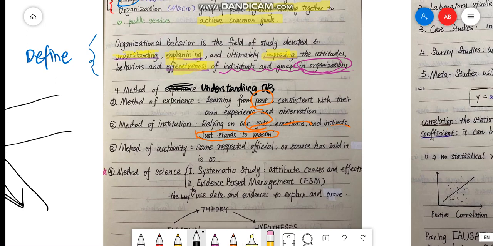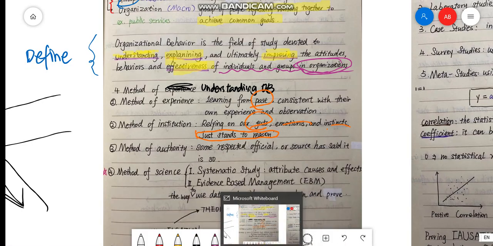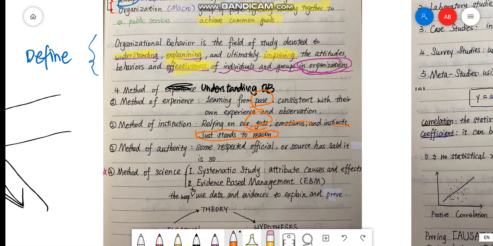And the third one is authority, some respect to the official or source that has its say-so. What that means is, like, if the government says there will be an earthquake 2 months later, then you're gonna run out of Toronto because you know the government will not cheat you. Yeah. And the fourth one also is the most important and we use most often, the method of science.